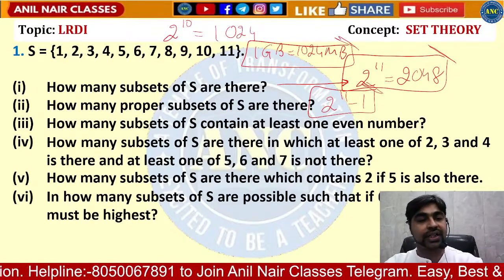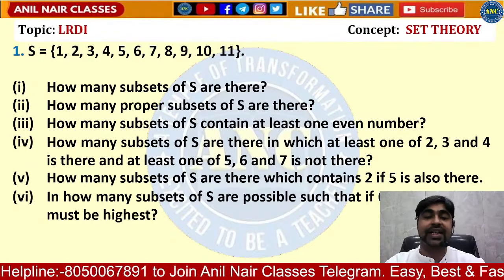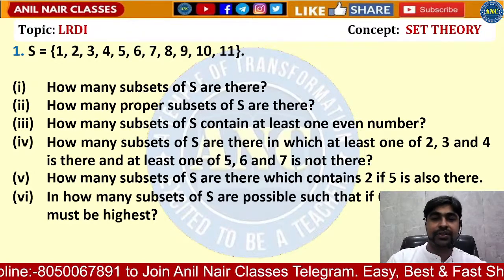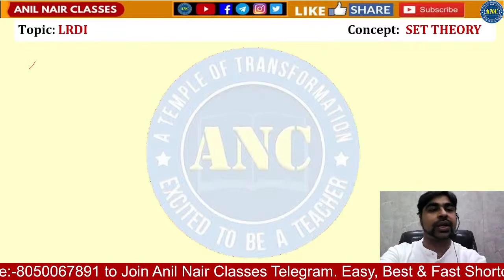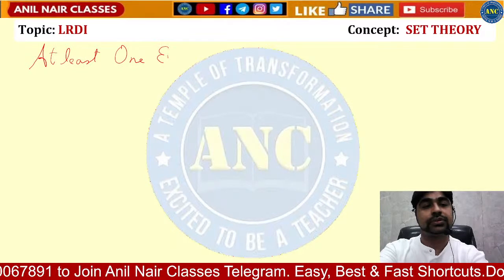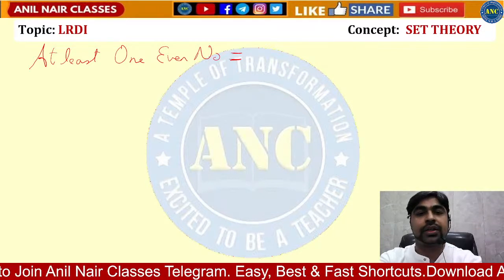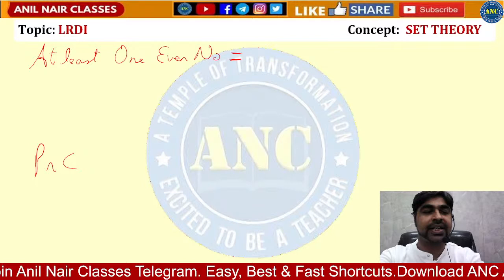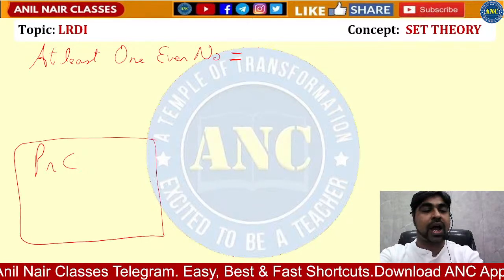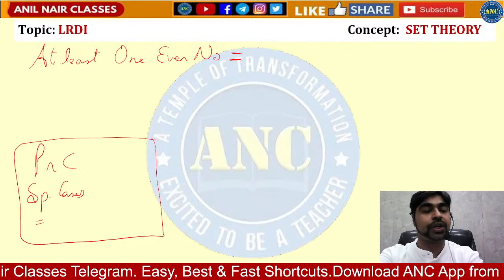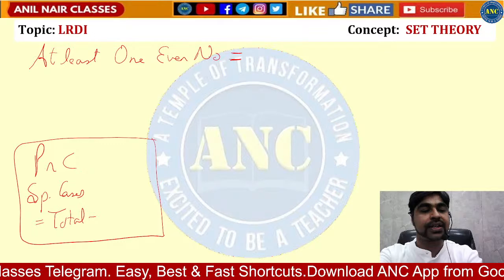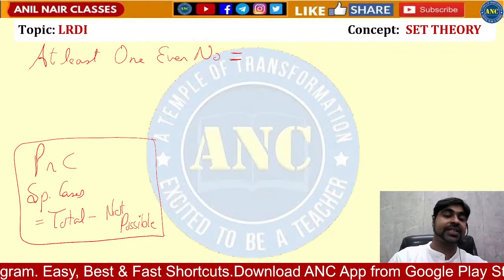So, the third part. How many subsets of S contain at least one even number? So, at least one even number. The best way to solve such a question, as I discussed in the PNC portion: in PNC, I took the special cases formula to be equal to total cases subtracted by not possible cases, the cases which are not possible.